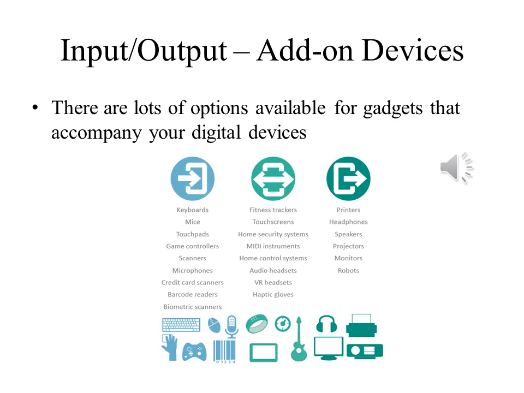Some devices provide input and output, and some of these may not be traditional peripherals for computers. It can include fitness trackers, which are fairly new. It can include touch screens, home security systems, MIDI instruments, home control systems, audio headsets, virtual reality headsets, and haptic gloves.